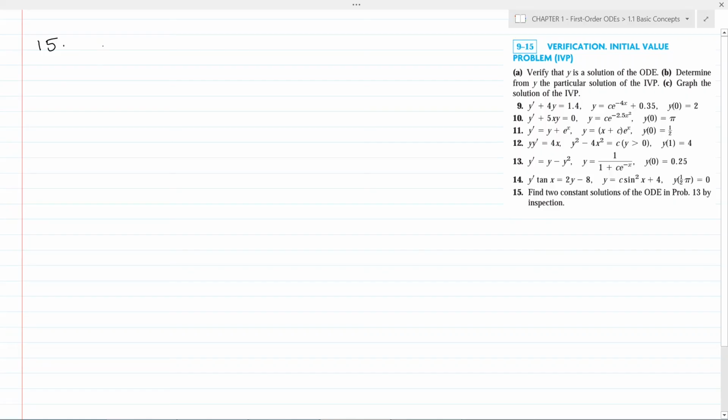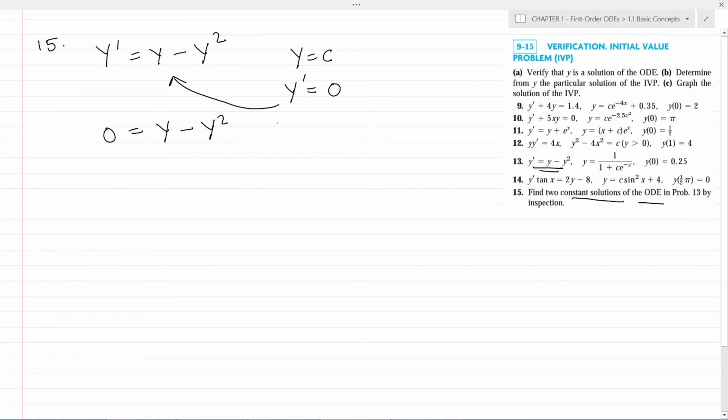Problem 15. It is given to find two constant solutions of the ODE in problem 13 by inspection. So the ordinary differential equation given is y dash equal to y minus y square. Now it is given that the solution will be a constant, y equal to c. So if we differentiate it we get y dash equal to 0. If we put it in this differential equation, we get 0 equal to y minus y square. That implies y equal to y square.